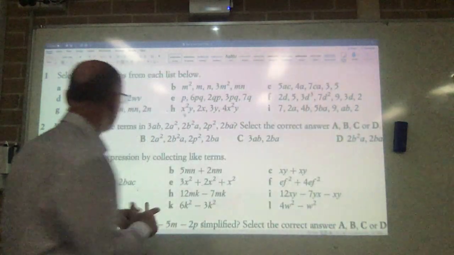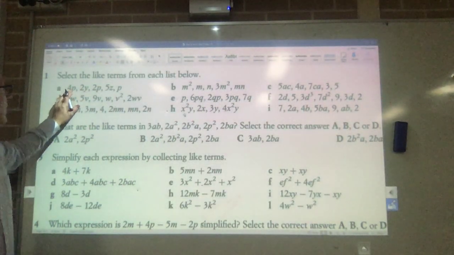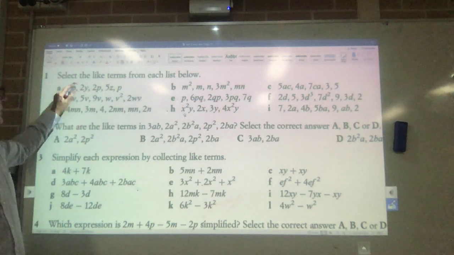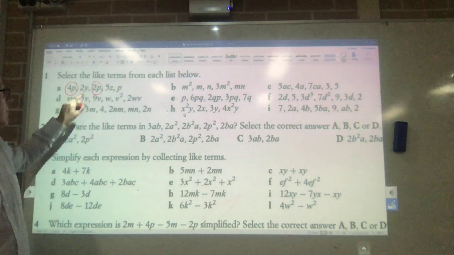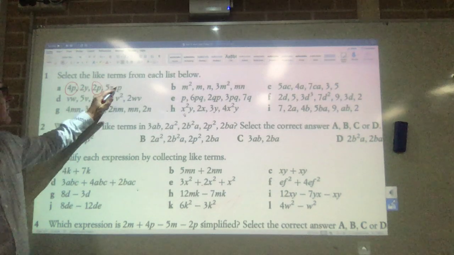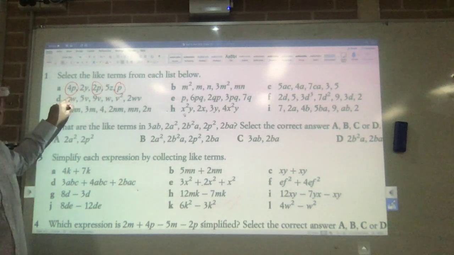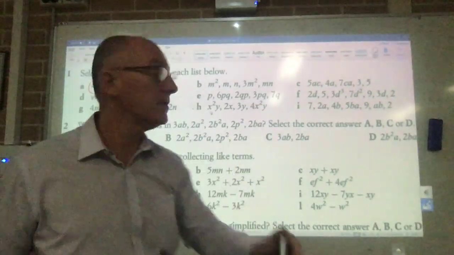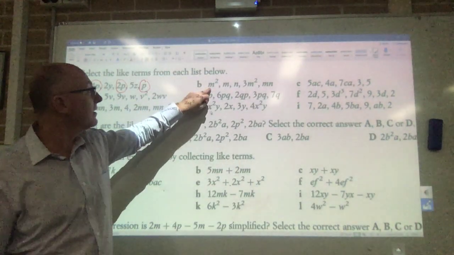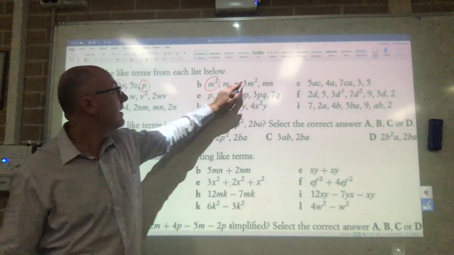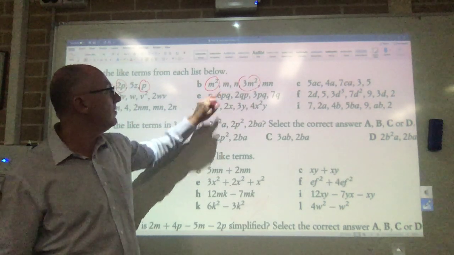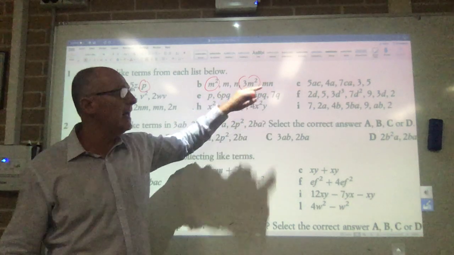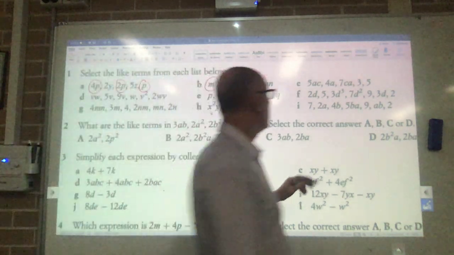Okay, so starting from the top up here, it says select the like terms from each list below. So I can see that 4p and 2p are like terms, and 1p, all three are like terms. Let's move this across a little bit. My apologies. In the next one, I can see that m squared and 3m squared are like terms, but the other three are not like terms. m, n, and mn are all unlike terms.